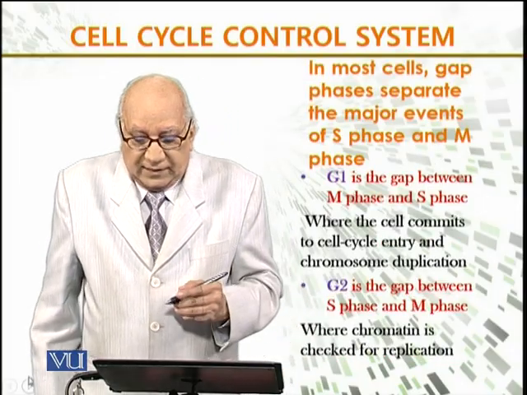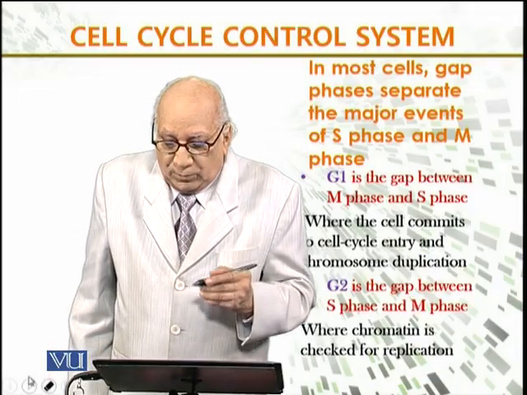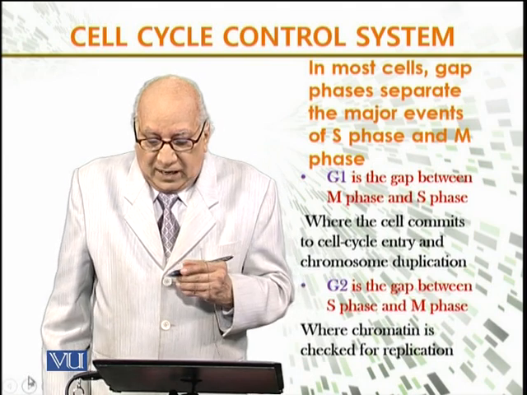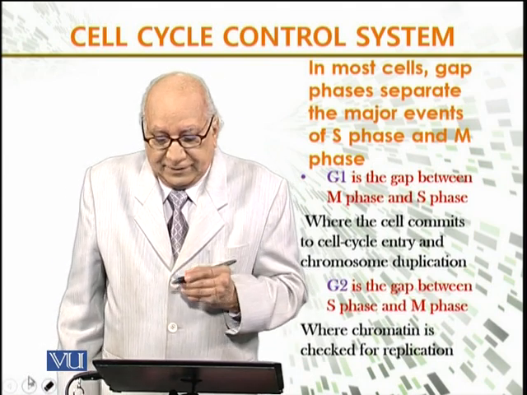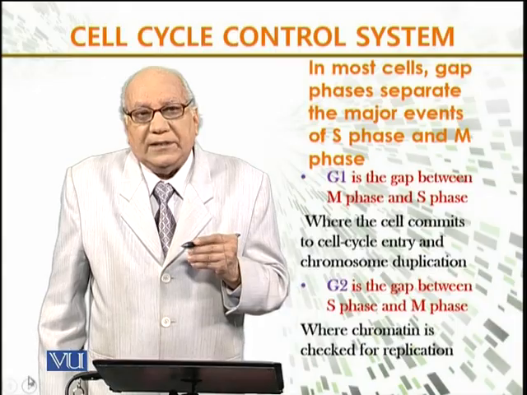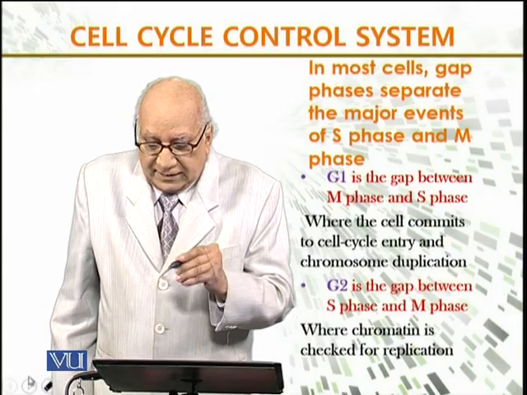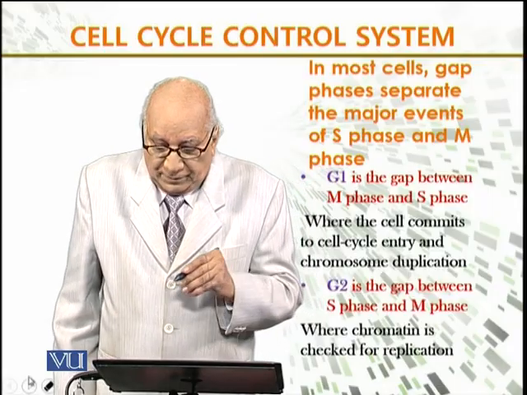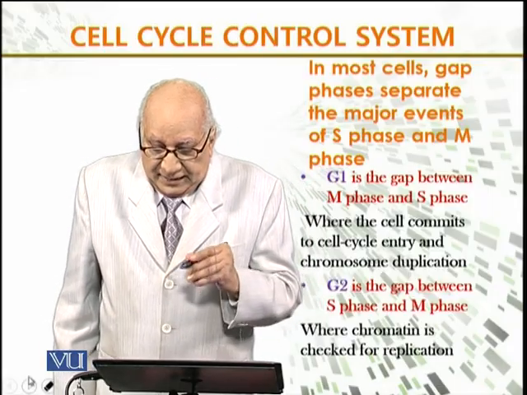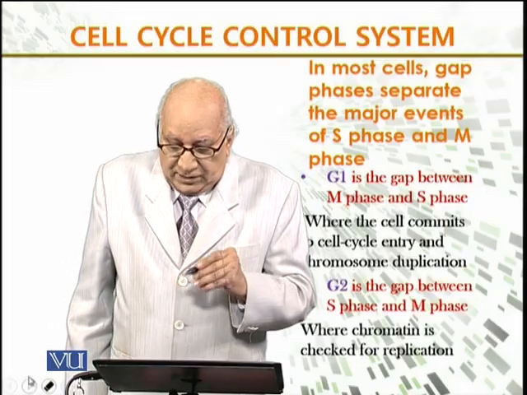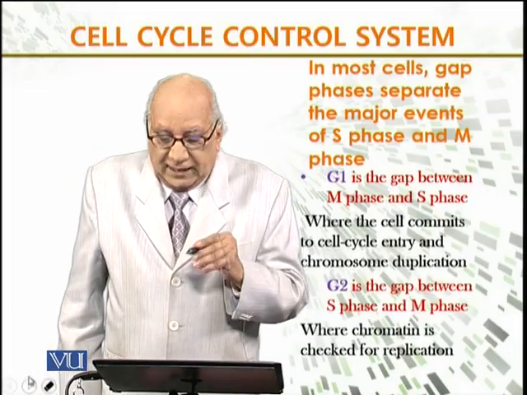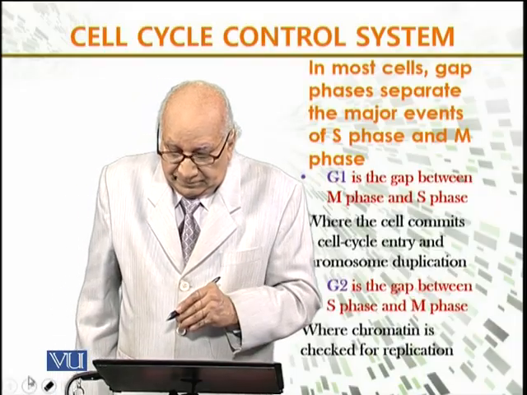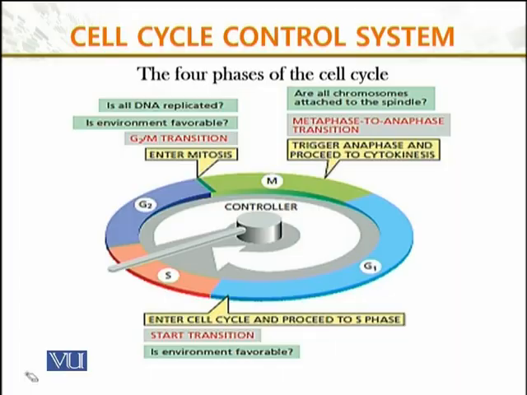Now, again, bear in mind that in most cells, the gap phases separate the major events of the S phase and M phase. Gap phases are indicated as G1, which is the gap between M phase and S phase, where the cell commits to cell cycle entry and chromosome duplication. G2 is the gap between S phase and M phase, where chromatin is checked for replication.